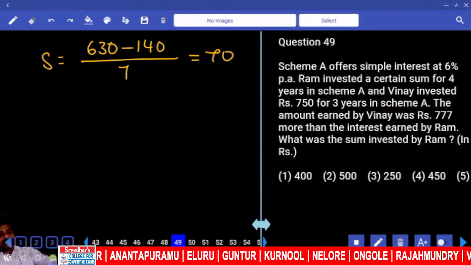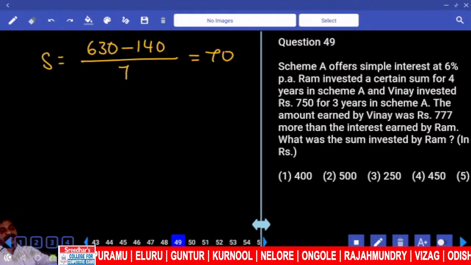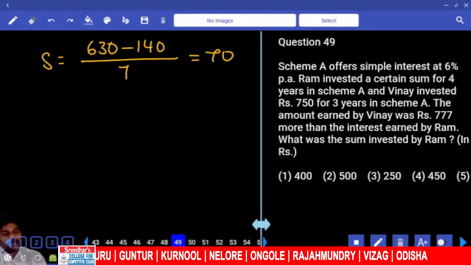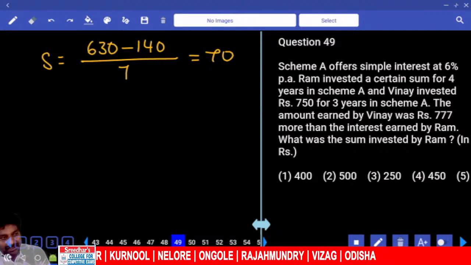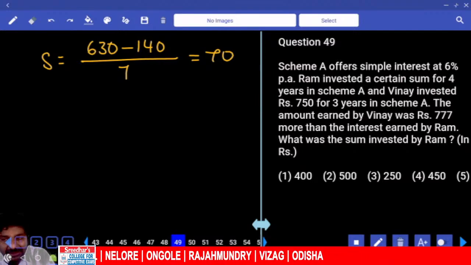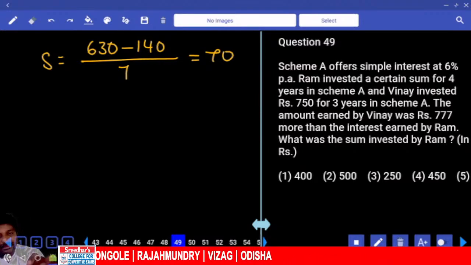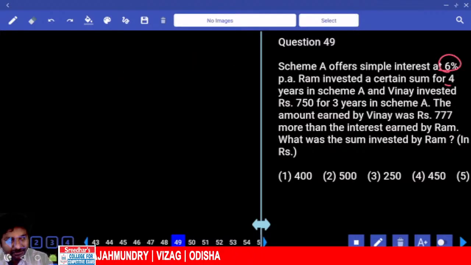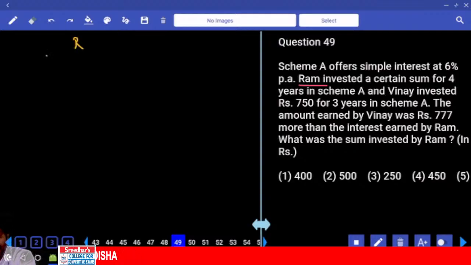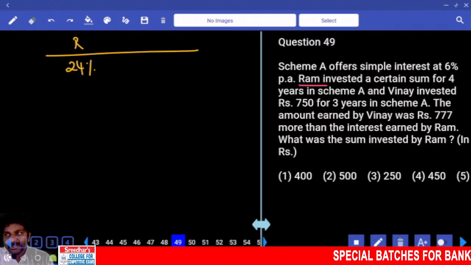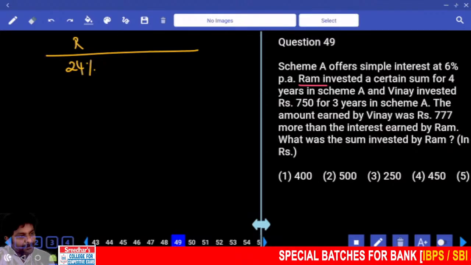Scheme A offers simple interest at 6% per annum. Ram invested a certain sum for 4 years in scheme A. How much interest will he get? Interest rate 6% for 4 years. Who will get 24%? So Ram will get 24% of his principal towards interest.